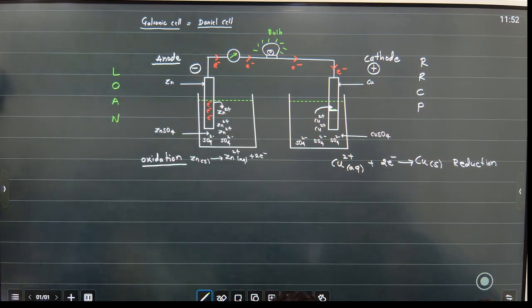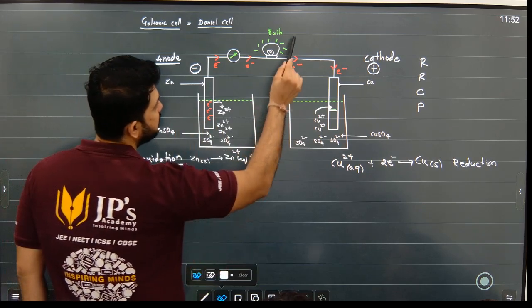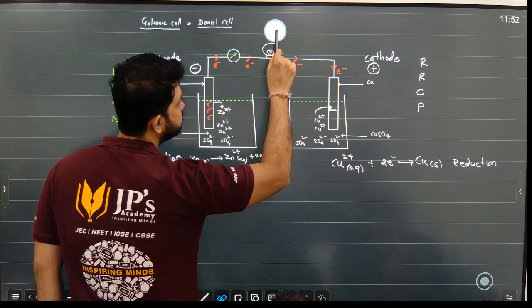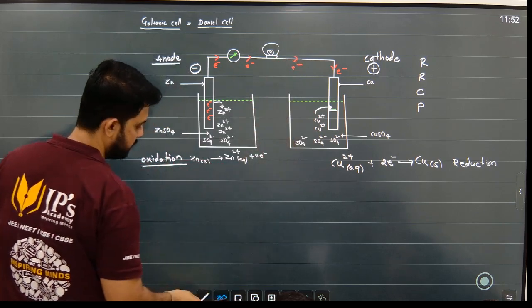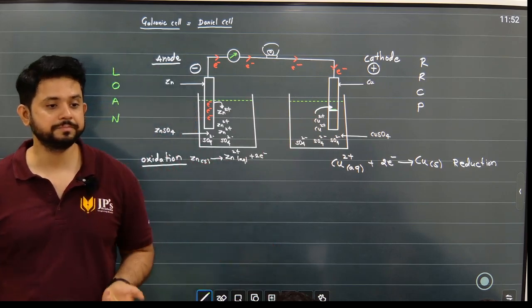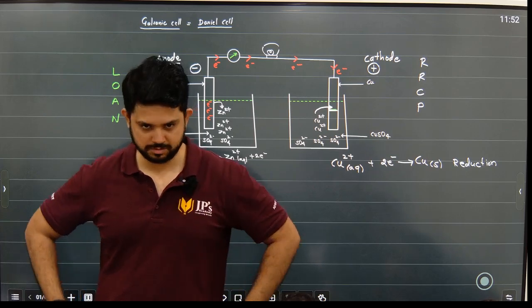Did you understand till here? So this happened. Then after some time, the light went out. What happened, people? The bulb going off indirectly means what happened? Electrons stopped. Why do you think this happened?